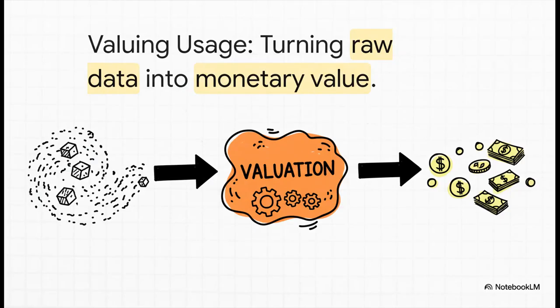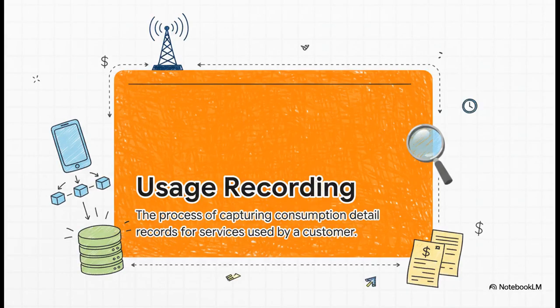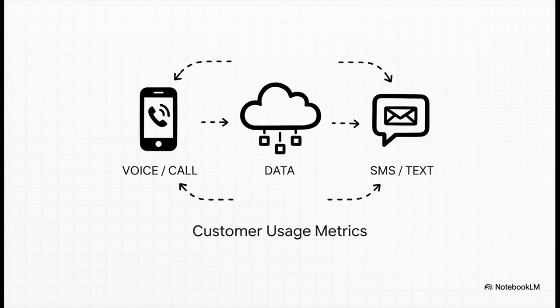So let's start with part 1. This is all about putting a price tag on your usage. We're going to zoom in on the first 3 steps: recording, rating, and creating a billable item. It all starts with usage recording. Every single action you take gets logged as a raw data record. For our example, let's say a customer makes a call, uses some data, and sends some texts.